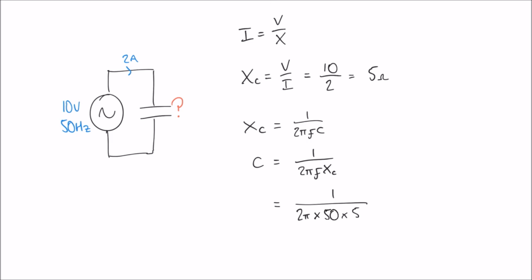Calculating that gives me a very small number of 636.62 times 10 to the minus 6. And it's a capacitance, so it's measured in farads. Now we know times 10 to the minus 6 gives us one of our standard prefixes, micro. And so I could just as easily say 636.62 microfarads for our capacitance in that circuit there.